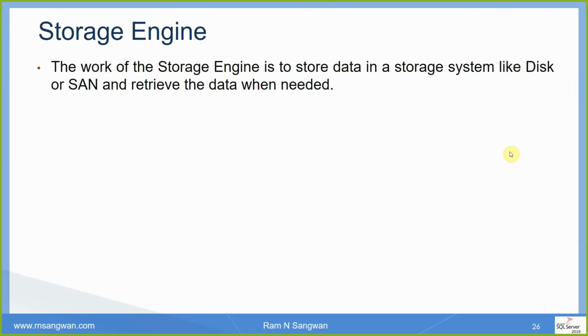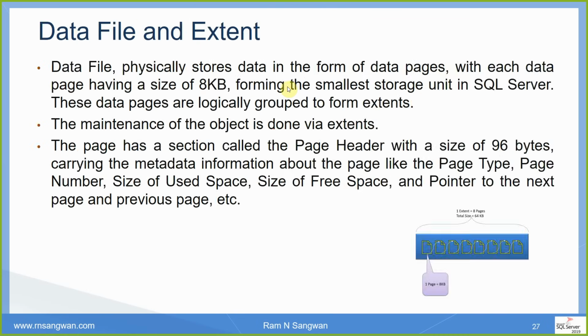Storage engine, the third layer, last layer. The work of the storage engine is to store data in a storage system, like disk or storage area network, and retrieve the data when needed. So we have data files and extents here. Just like we have them in Oracle, similar to that, we have them here, because this is operating system specific, and all operating systems have, if not the same, I can correlate every storage engine, every architecture of operating system. They refer to the minimum addressable unit, that is called a block. And then these blocks are used to create extents and other storage units. So the data file physically stores data in the form of data pages.